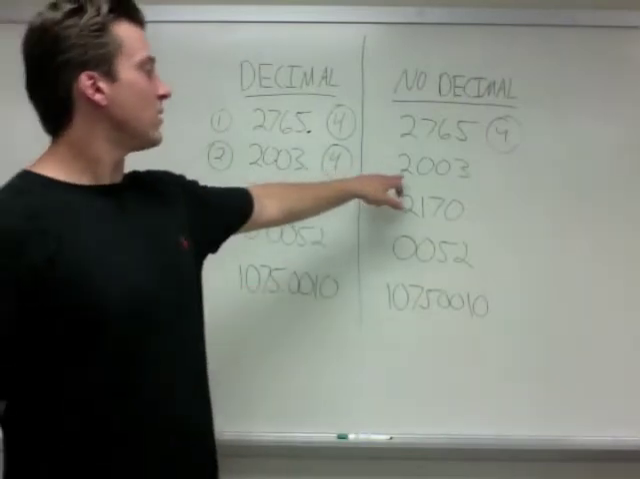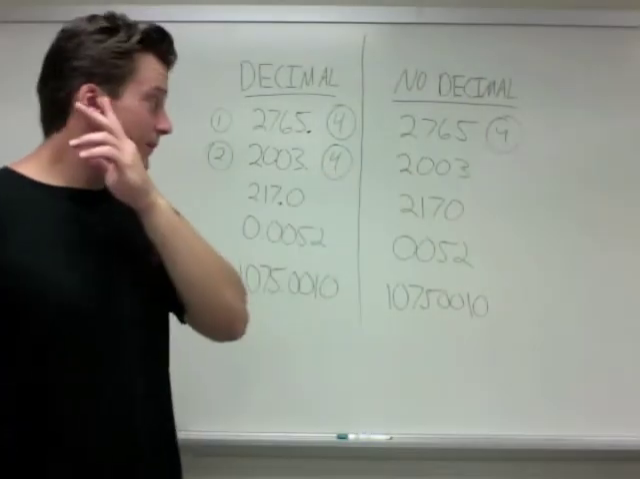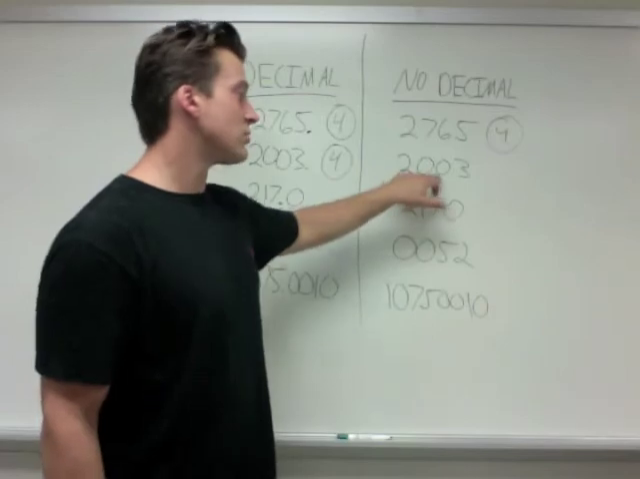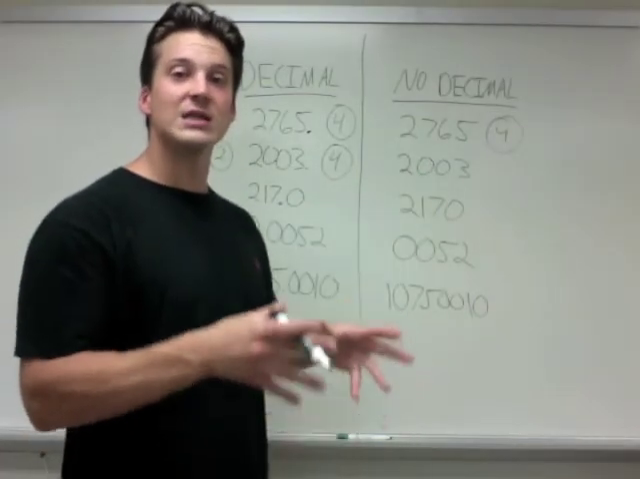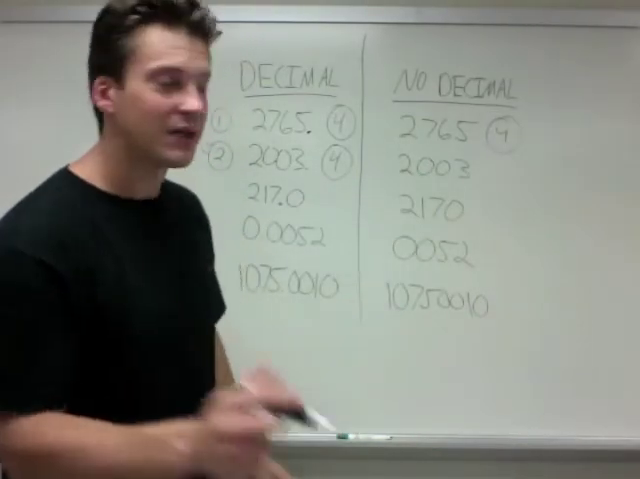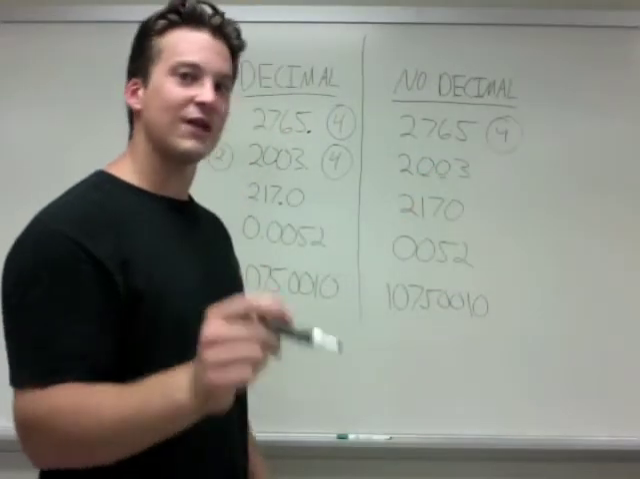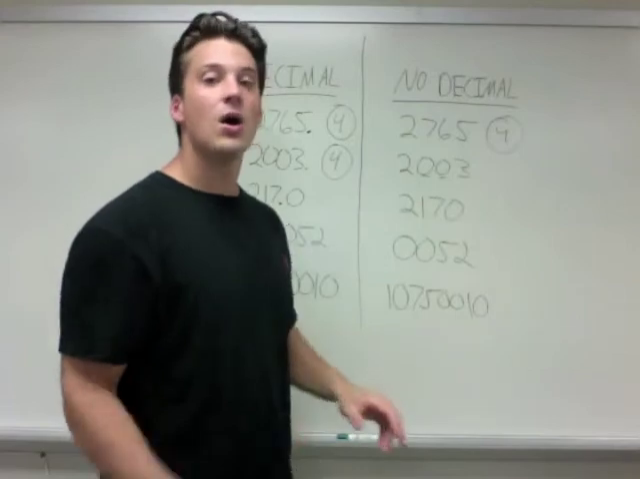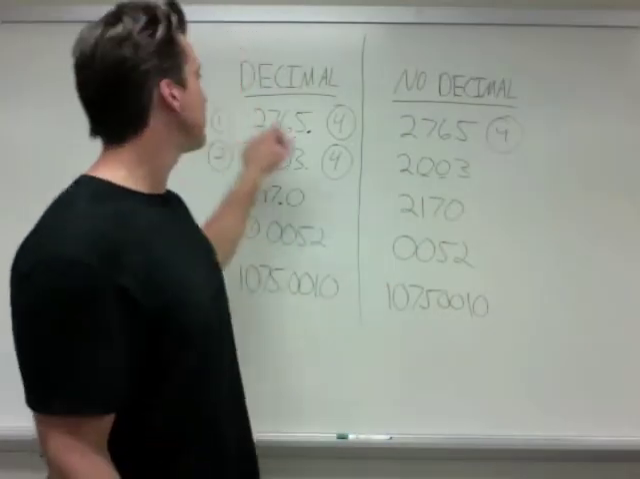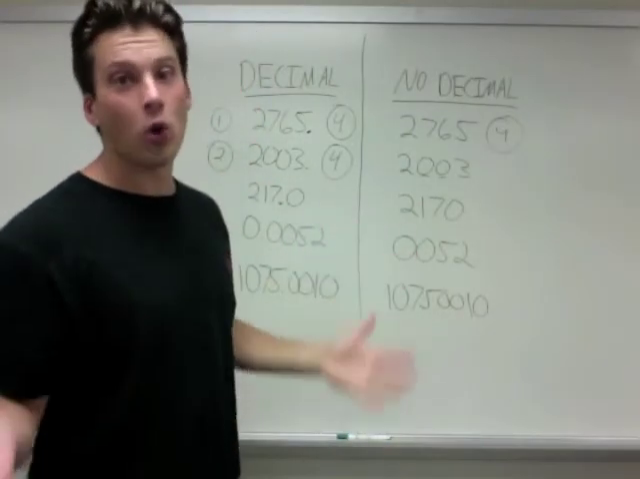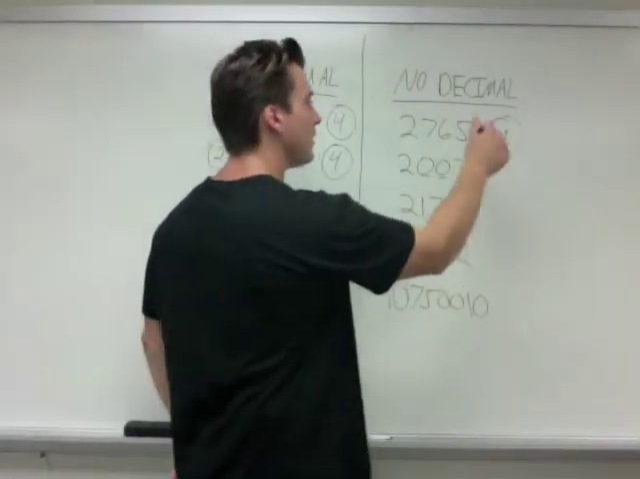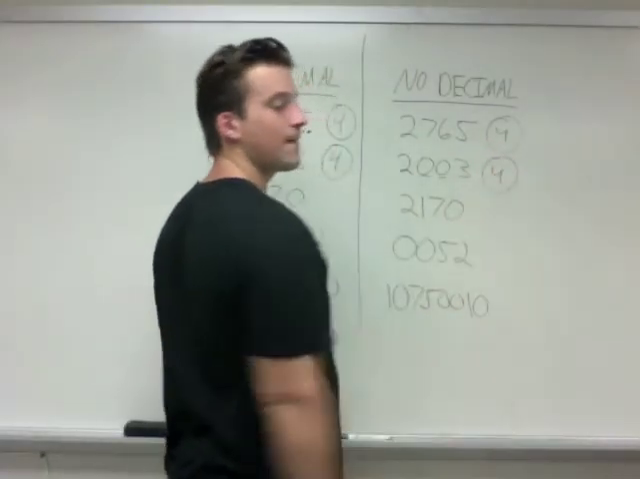Here I have the same value but without the decimal. It doesn't matter. The zeros contained between 2 non-zero digits are significant. So these 2 are significant. Those zeros are significant. The 2 and the 3 are non-zero digits. That goes back to rule number 1. They are always significant. Therefore, this has 4 sig figs.